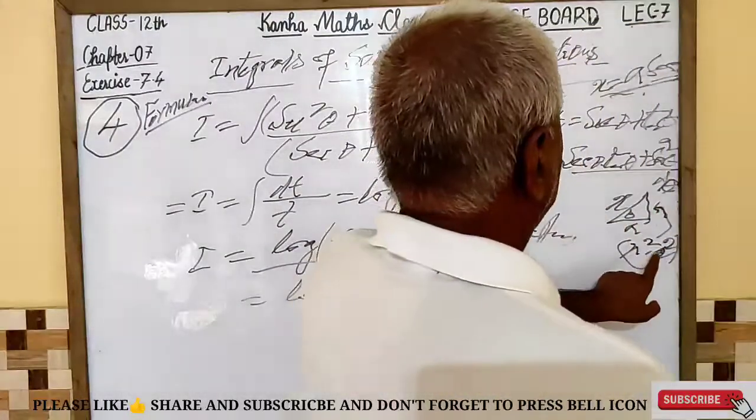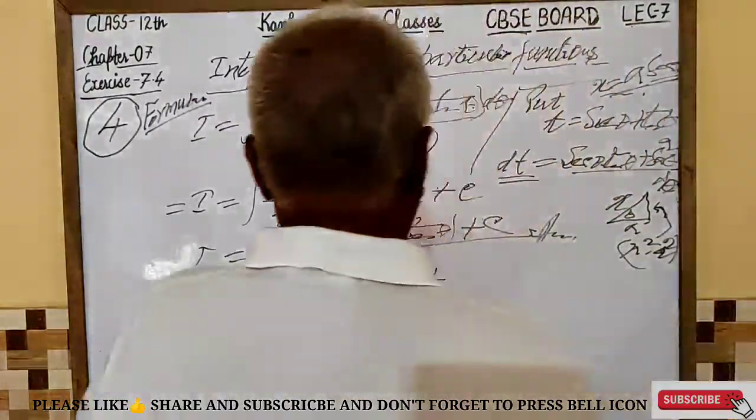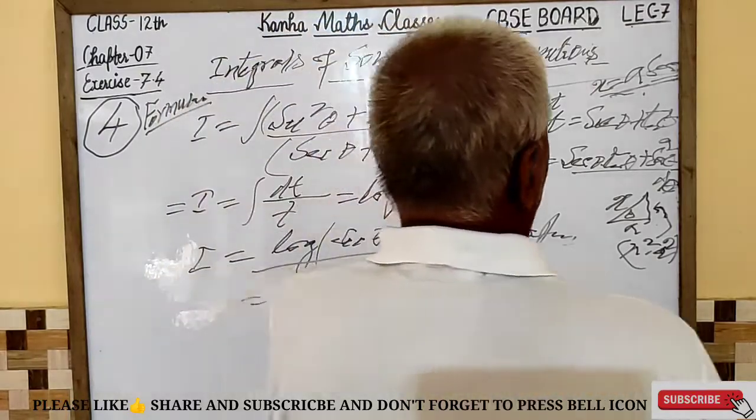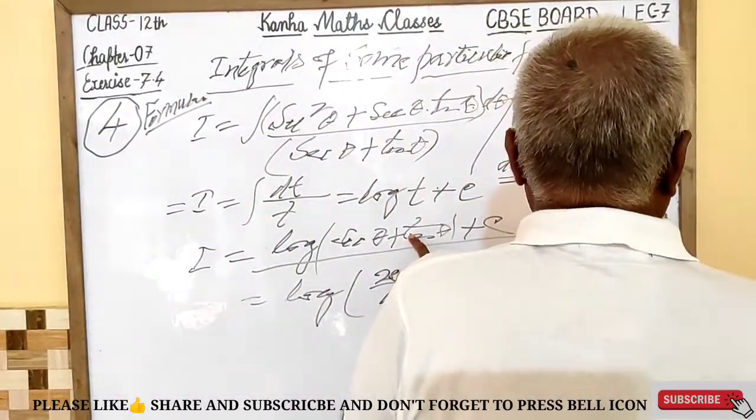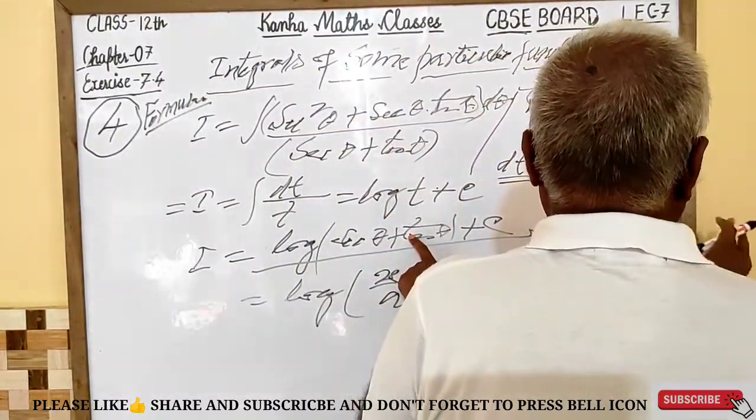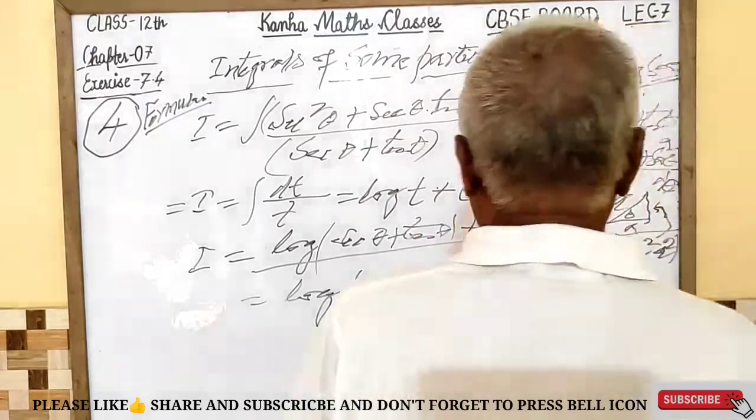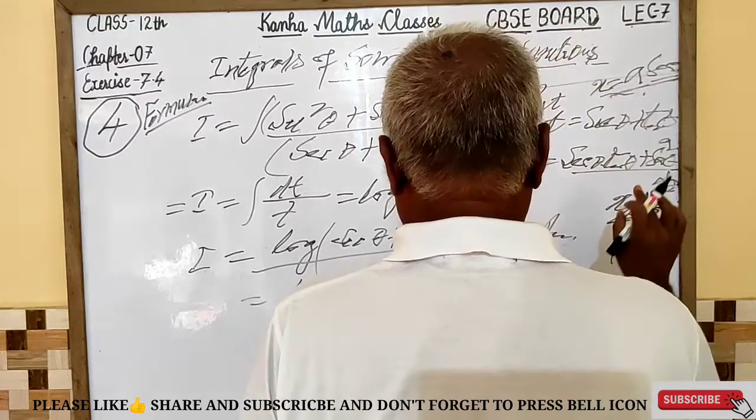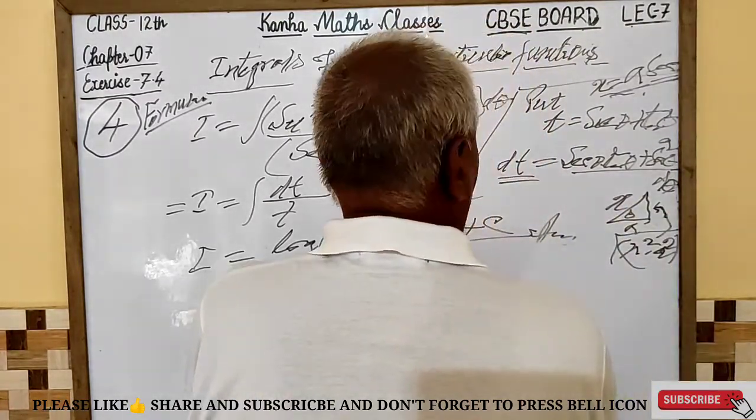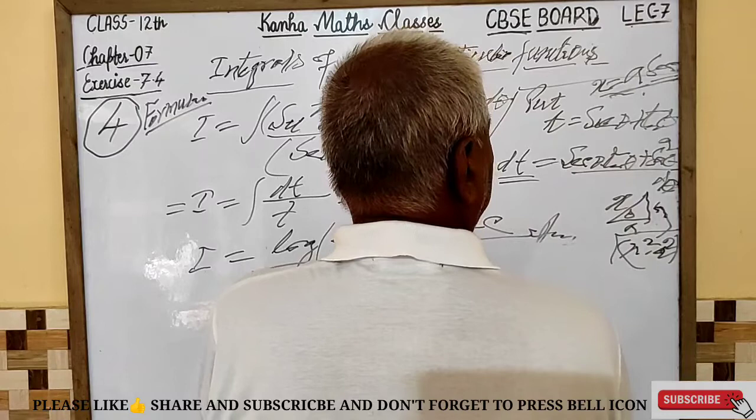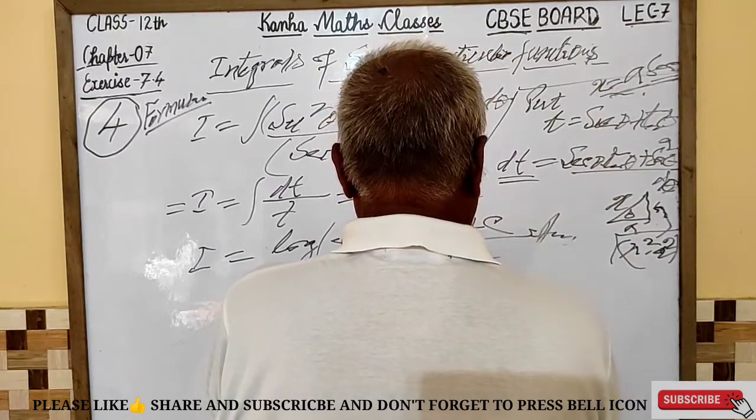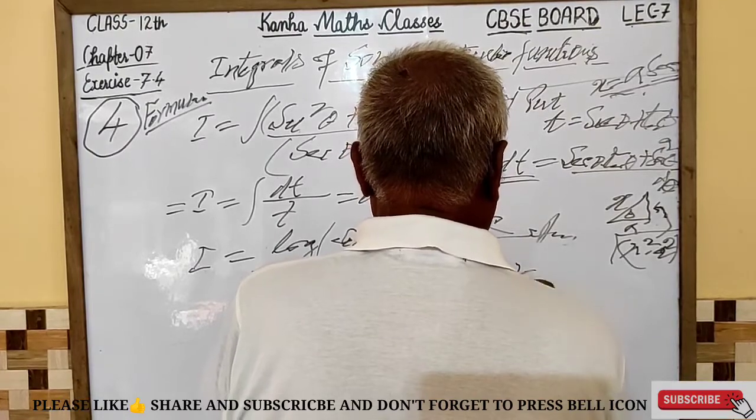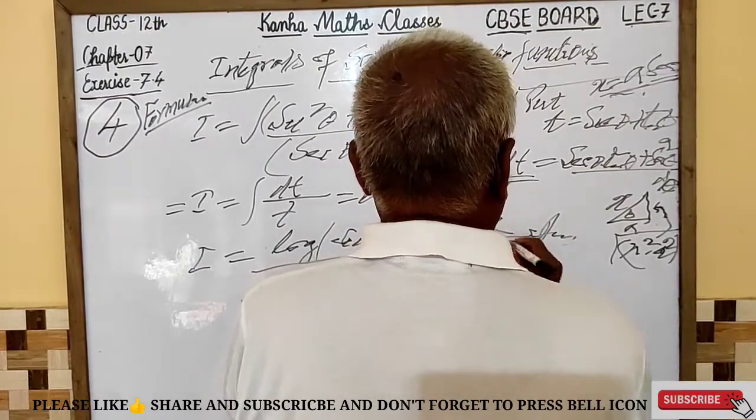This side will be x square minus a square. So we will put tan theta. Tan theta, so this will be under root x square minus a square upon a. So this will be equal to under root x square minus a square upon a plus a constant c.